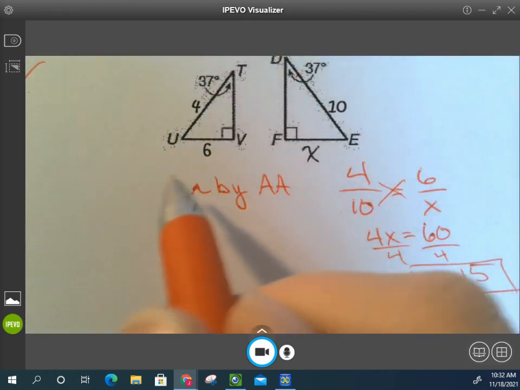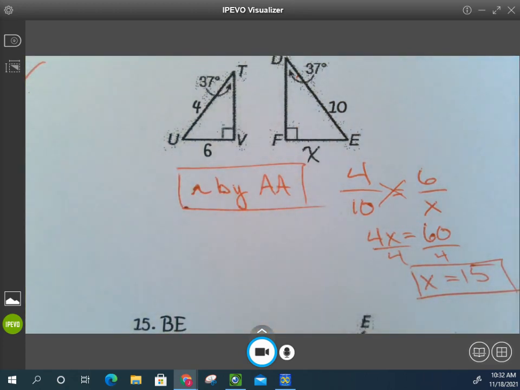Oops. Probably better if I was writing on the screen. Okay, so I'm going to pause this, and I want you to try 14 and 15. You guys pause this at home first.